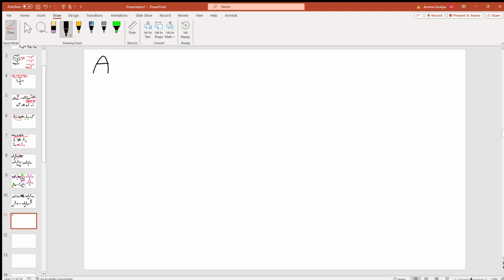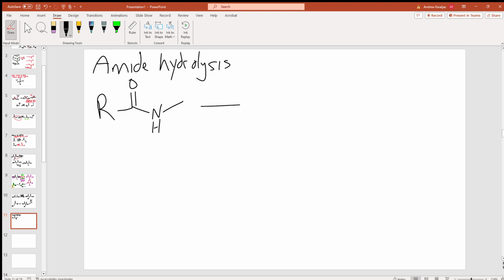The reaction of amide hydrolysis is a method for converting amides into carboxylic acids. And this can be done with any number of different amides, but it's typically done under acidic conditions.